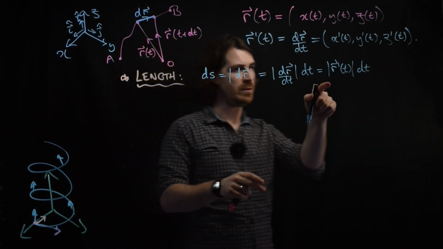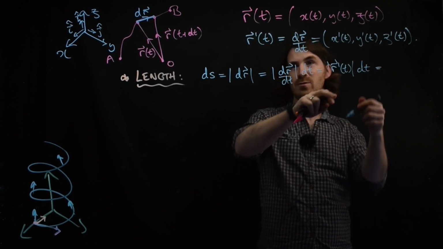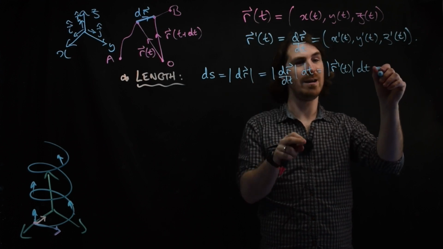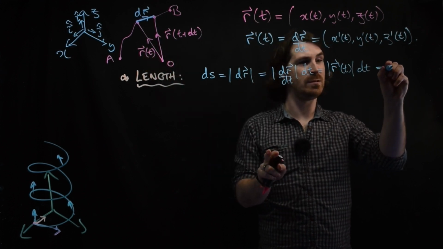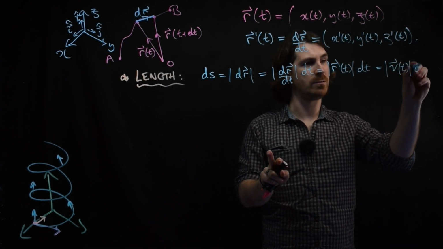And you can think of this r prime as being the derivative of the coordinate with respect to parameter t. If t is time, then you can think of this as the velocity vector, and ds is the magnitude of the velocity vector times dt.